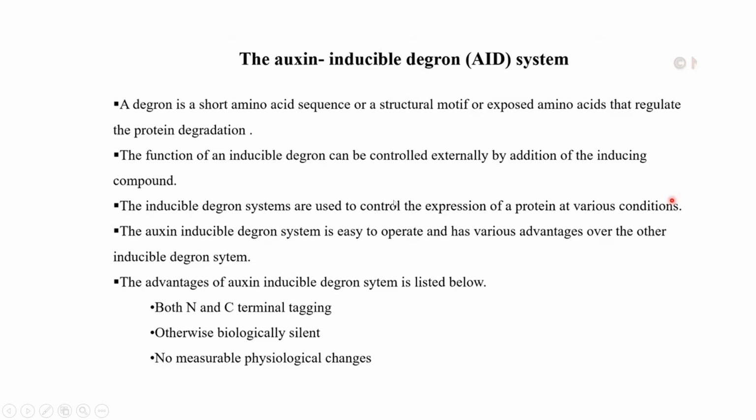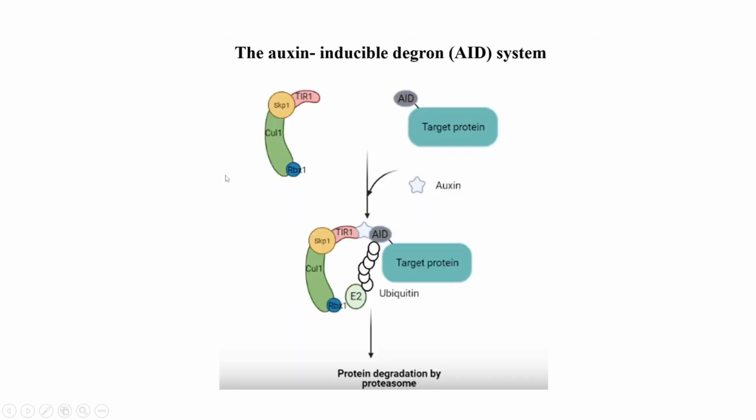In the ubiquitin system, when ubiquitin is tagged, it will go to the proteasome system, and there is no inducing compound present. But in this case, when the degron is attached, auxin is generally used, and that auxin mediates the degradation process. Here you can see in this example that this is the target protein, and this is the degron site. The auxin-inducible degron molecule is attached on the target protein, and this is a degradation system, which contains TIR1, SKP1, CUL1, and RBX. These are the protein components which help in the degradation process.